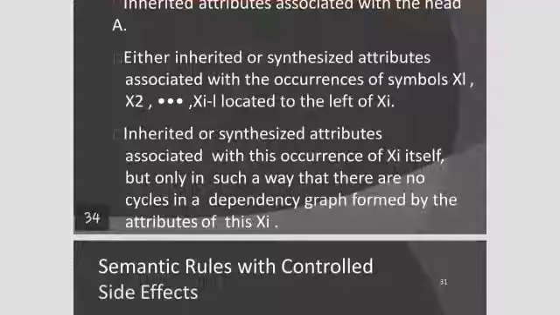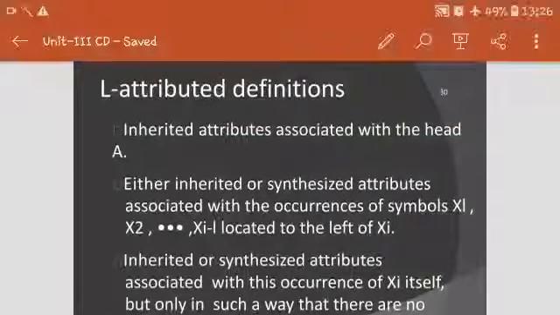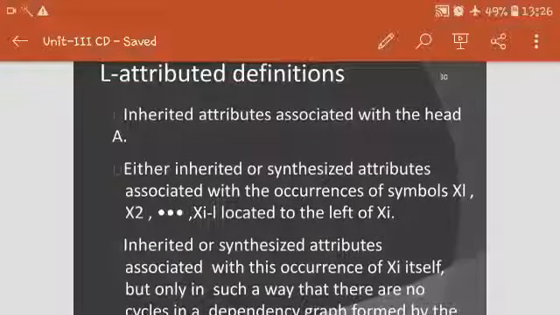Okay, now we will discuss the difference between S attributed and L attributed definition. S attributed definition uses only synthesized attributes, and L attributed syntax directed translation uses both synthesized and inherited attributes. Okay, in S attributed definition semantic actions are placed at the right end of the production, and in L attributed definition semantic actions are placed anywhere on the right hand side of the production.